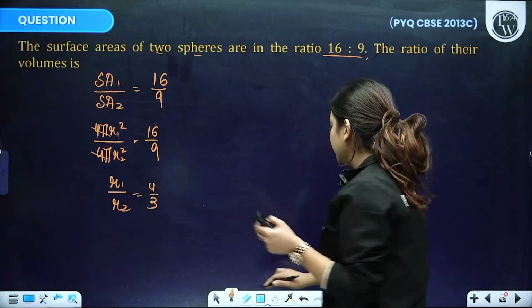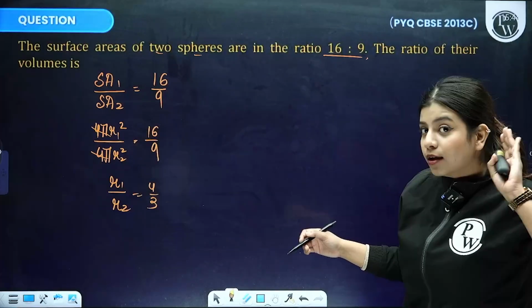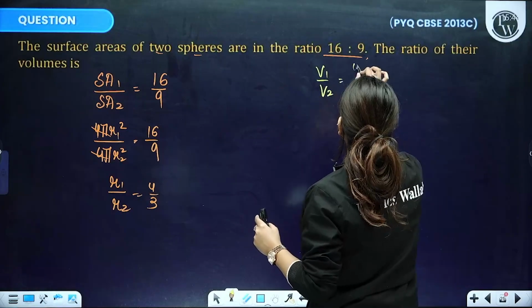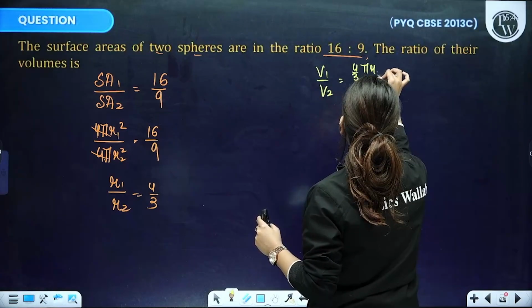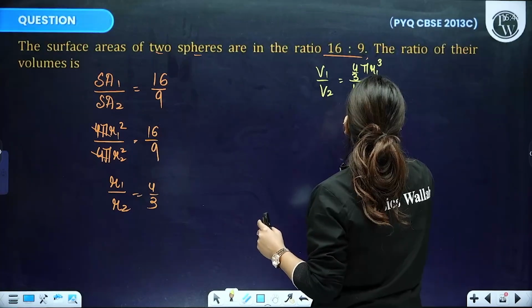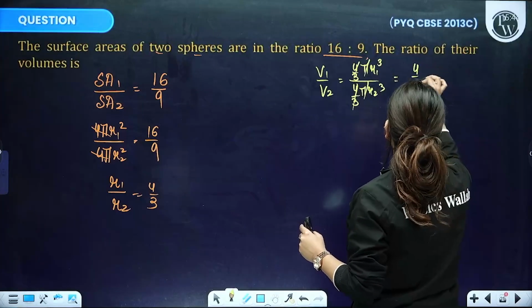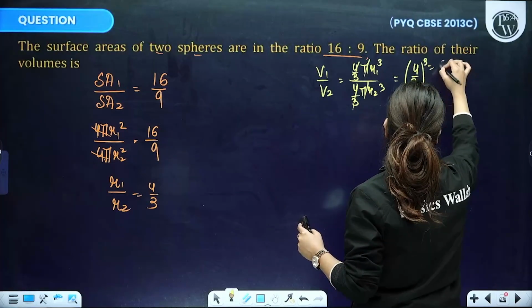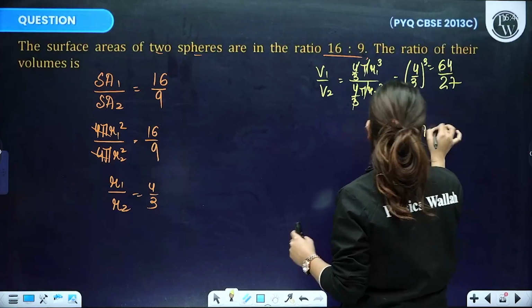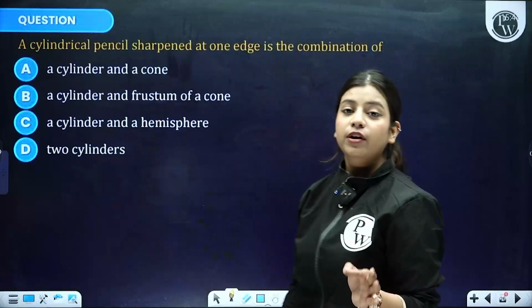We have to calculate the ratio of their volume. What is the volume of a sphere, people? 4 by 3 pi r cube. So volume 1 upon volume 2 is equivalent to 4 by 3 pi r1 cube upon 4 by 3 pi r2 cube. 4 by 3 and 4 by 3, pi and pi cancel. r1 cube upon r2 cube is 4 by 3 cube. That will become 64 by 27, or we can say 64:27. Now this is the ratio of their volumes.